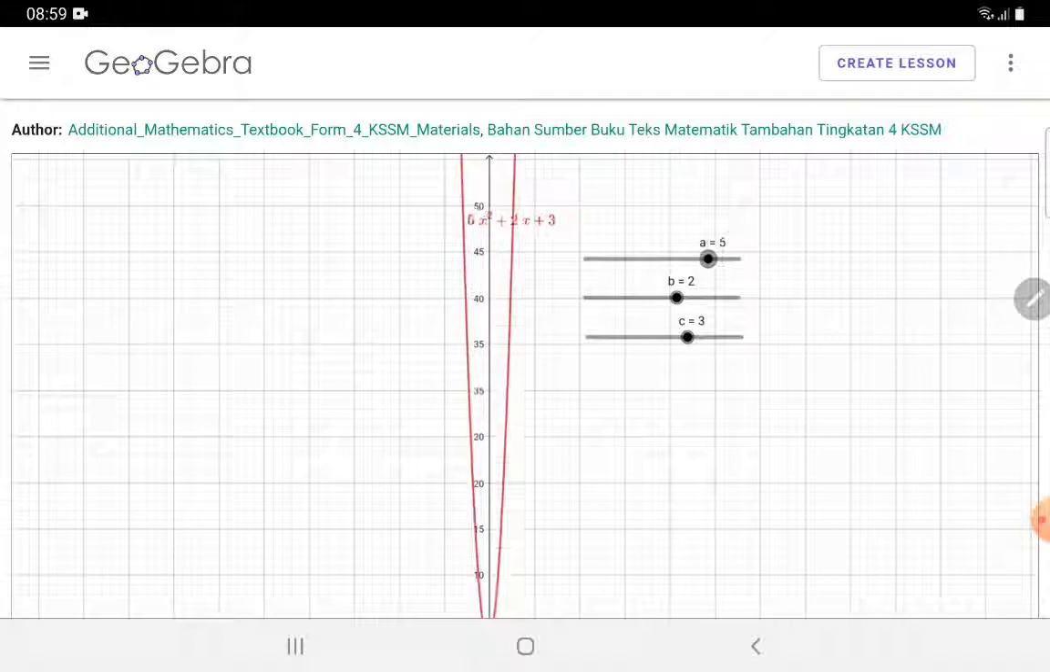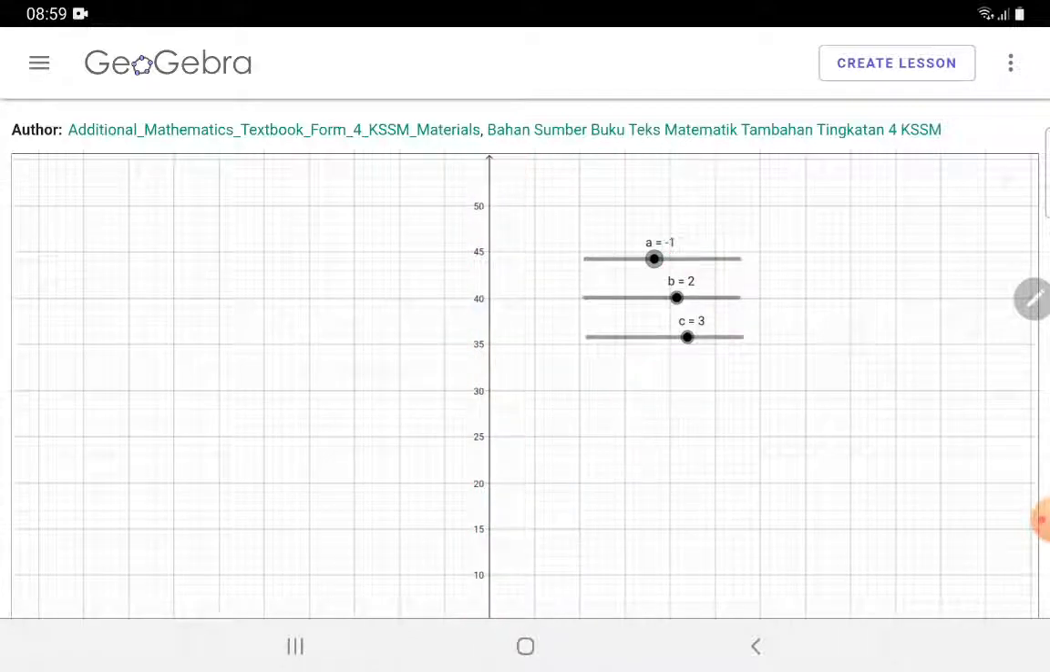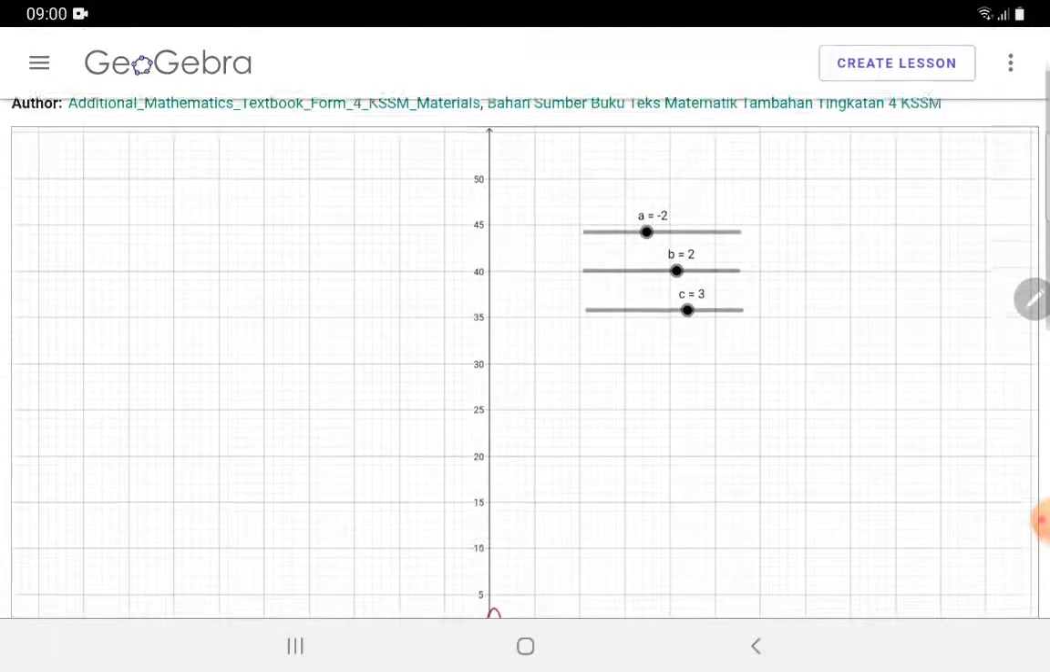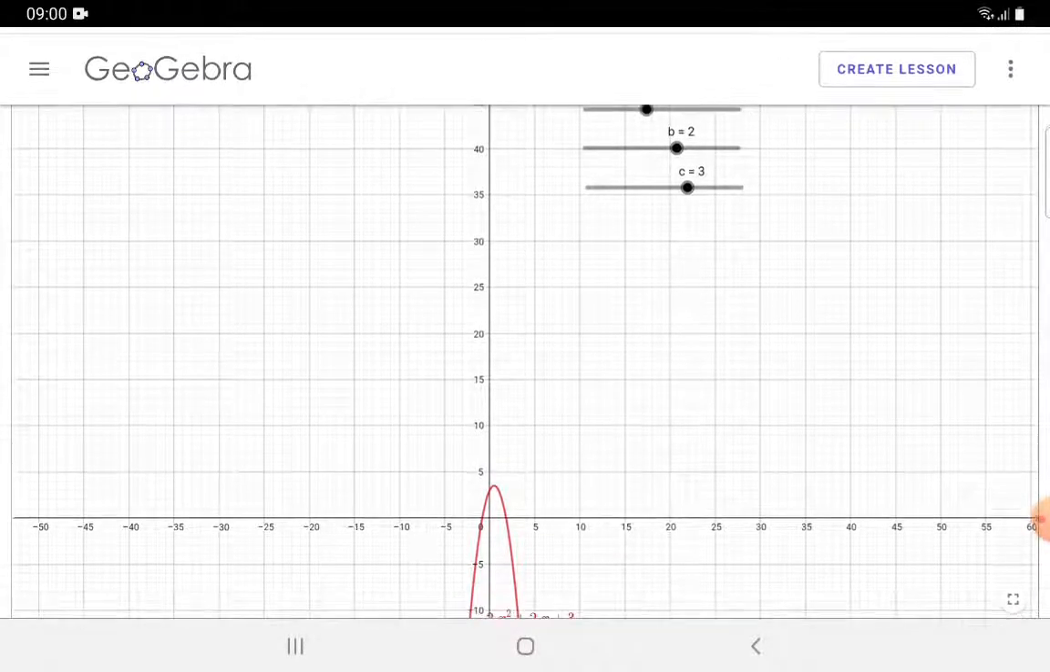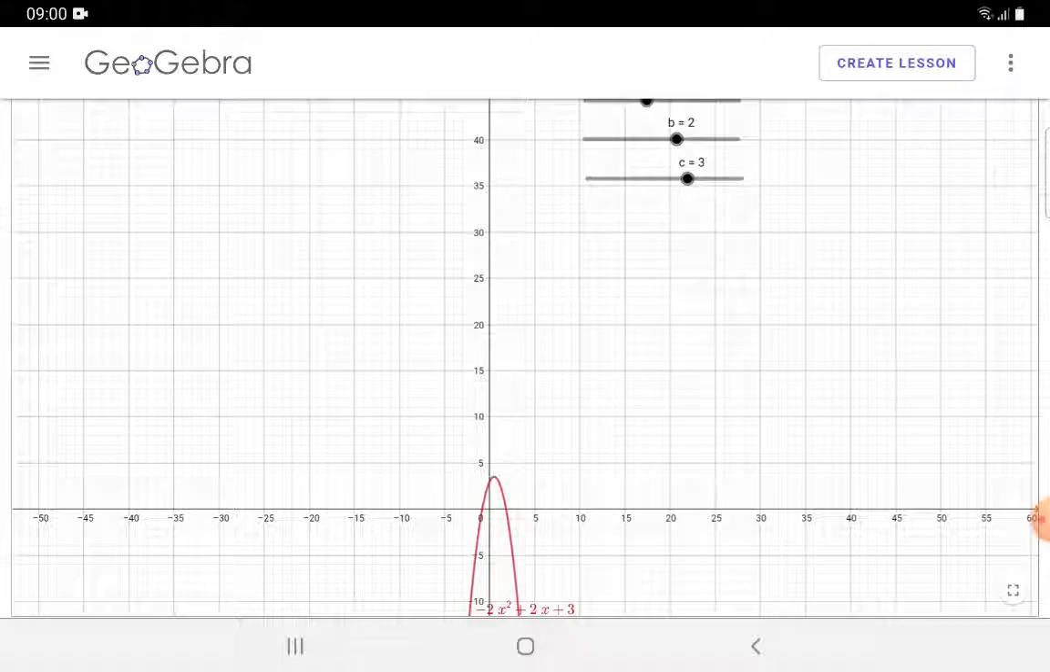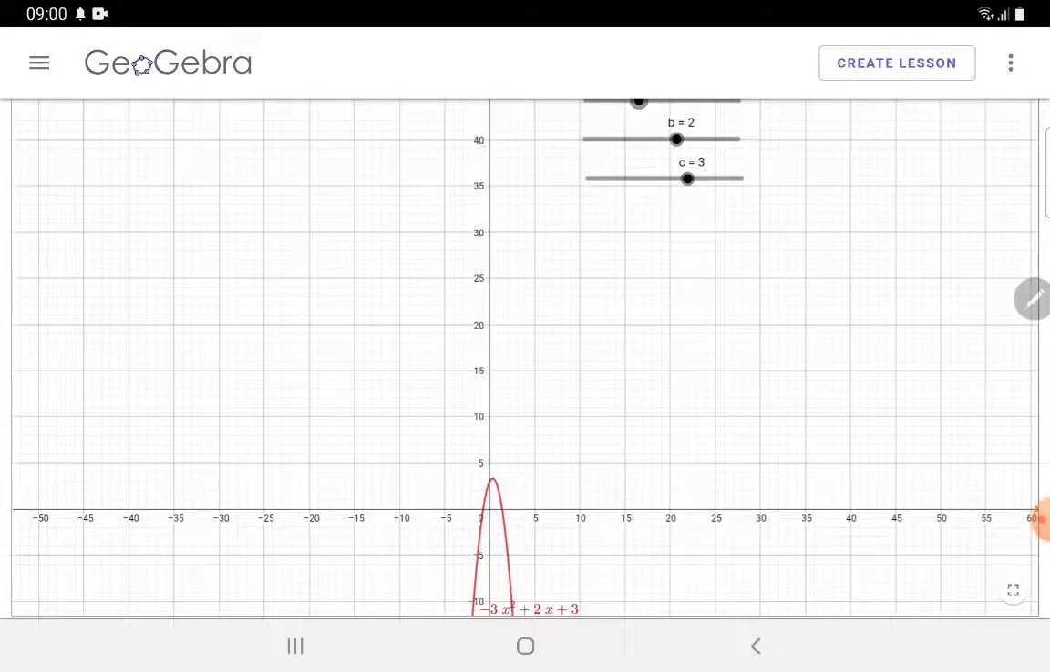So let's look at it. Where's the graph? Okay, the graph is there. Remember, when a is negative, it will become a maximum graph, so it will be down here. Okay, let's look at it. So this is when a is negative 3.